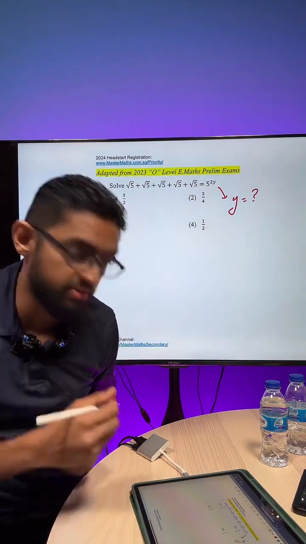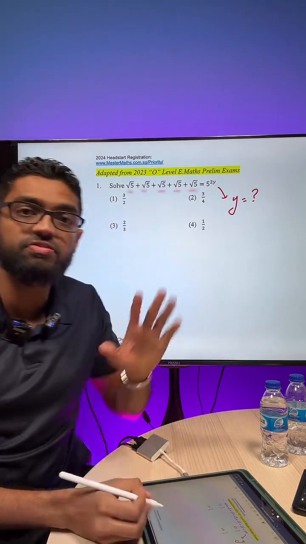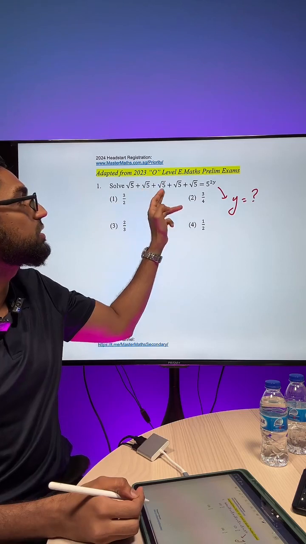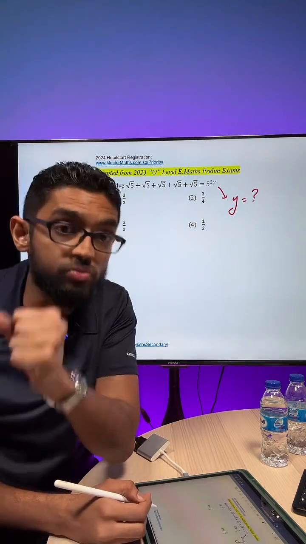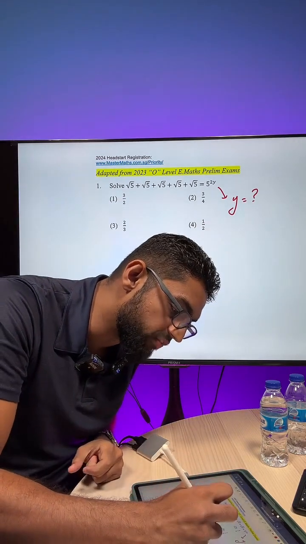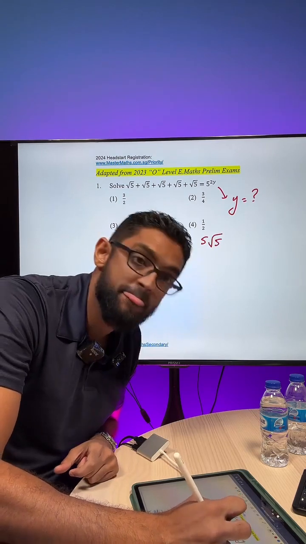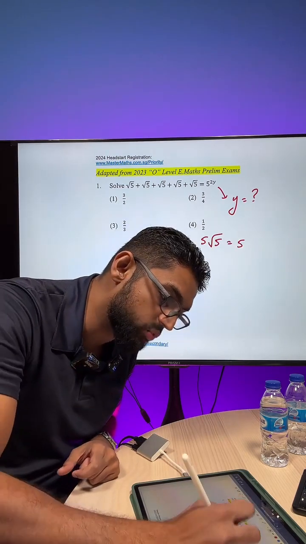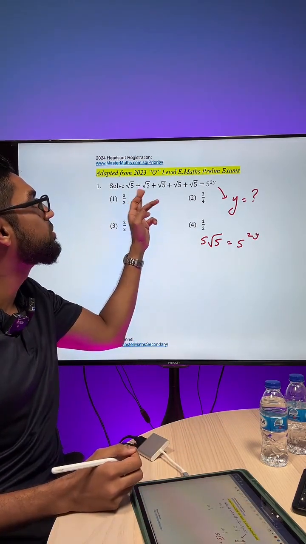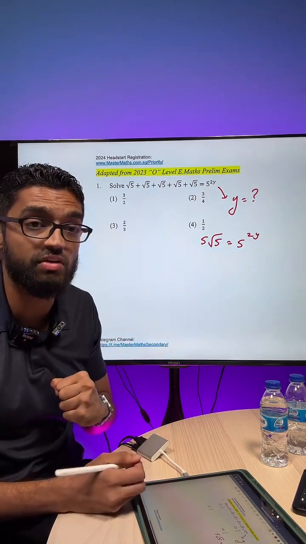Now, what you can do is first think about grouping the root 5s together. On the left side of this equation, there are many root 5s. If you notice, 1, 2, 3, 4, 5, there are 5 groups of root 5. So how do you write that first step? You will do 5 times root 5 is equivalent to 5 to the power of 2y. That is the first step that you can write for yourself.